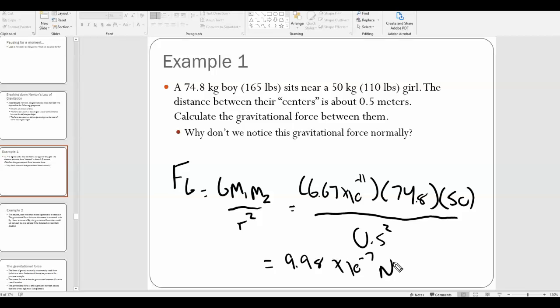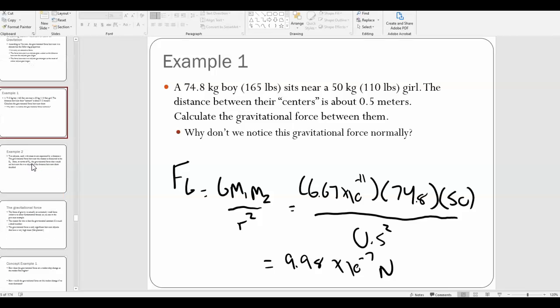So why don't we normally notice this gravitational force? Because it's really small. You almost don't notice it unless the masses are really big or the distance is really small, or both. That's why, even though there is a gravitational attraction between the boy and the girl, it's dominated by the gravitational attraction from the Earth. The Earth has so much more mass that you notice its force of gravity more than the force of gravity from everything around you, even though those forces do exist. Pause there if you need to look at that some more.